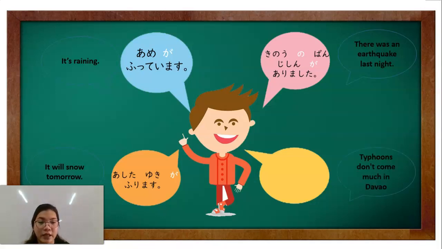Okay. And last one is typhoons. Typhoons don't come much in Davao. Davao ni wa taifuu ga amari kimasen. Just like that, for whatever natural phenomenon, you just attach the particle ga, and it depends on what verb it is. All natural phenomena will always take particle ga. So that's fixed. If there's jishin, ga. If there's ame, ga. If there's typhoon, ga.